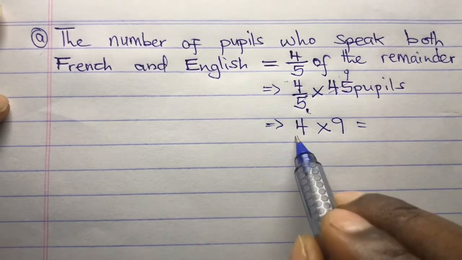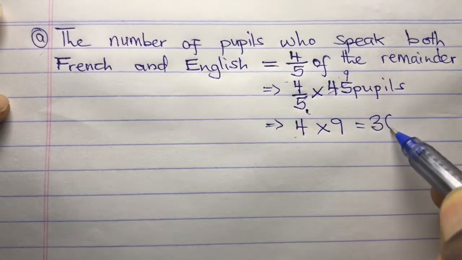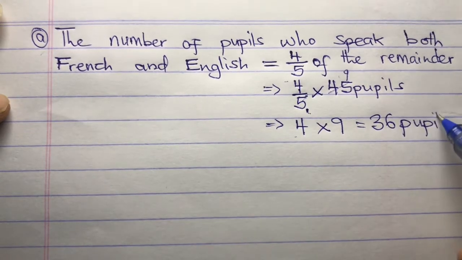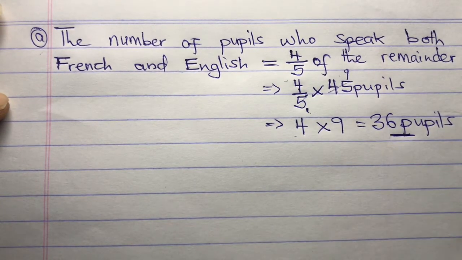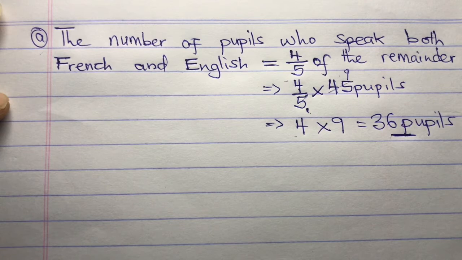And this will give us 4 multiplies 9. We have 36. Over here, it means that 36 pupils speak both French and English. All right, so the A is solved. We have solved for the A.